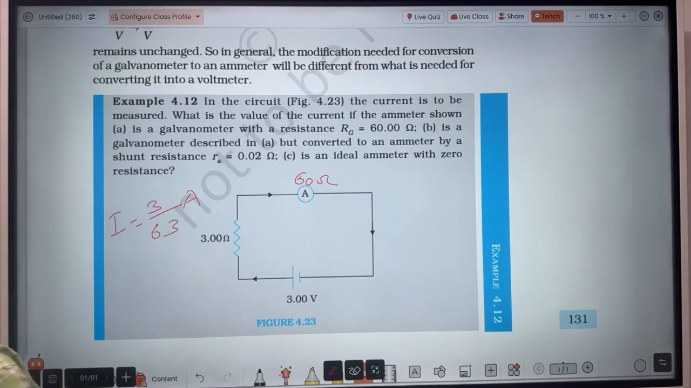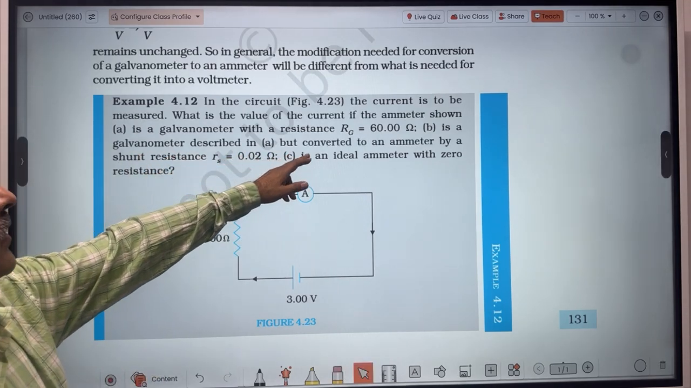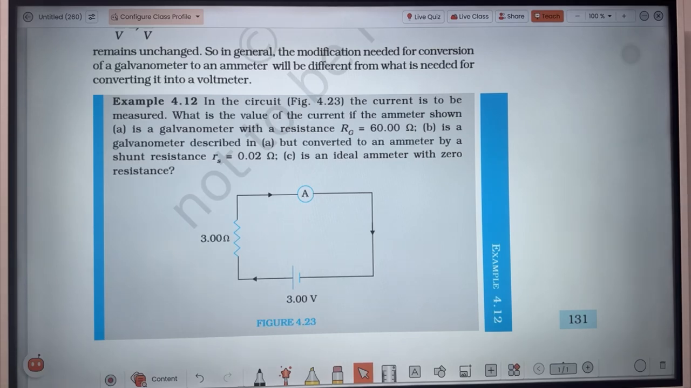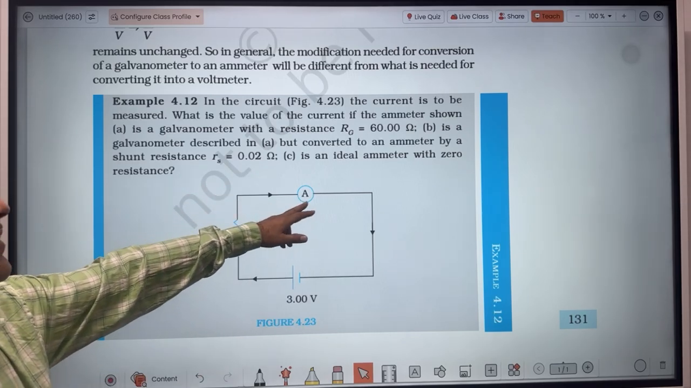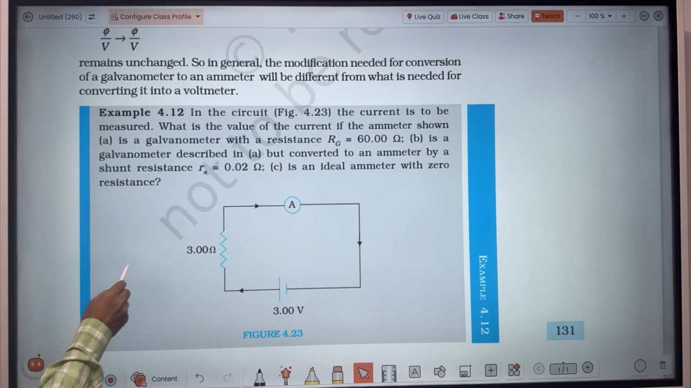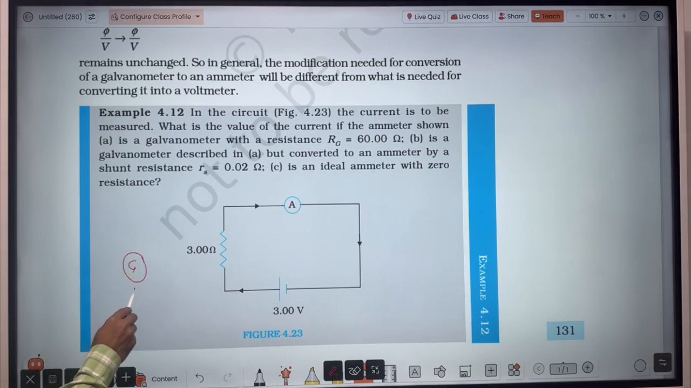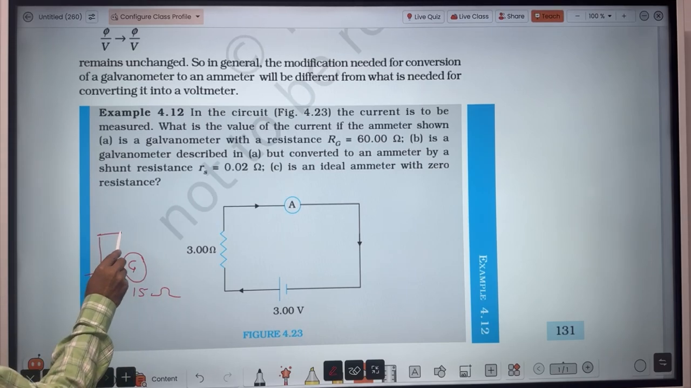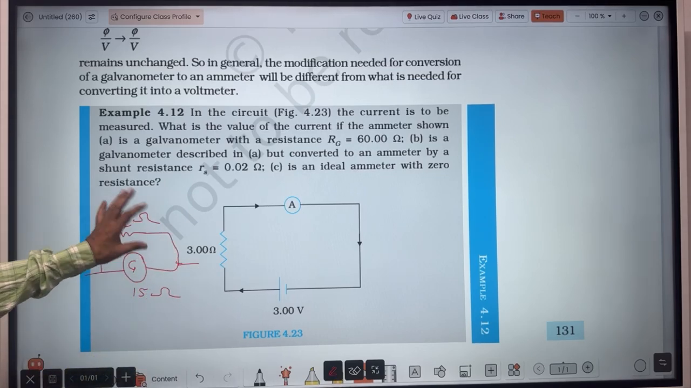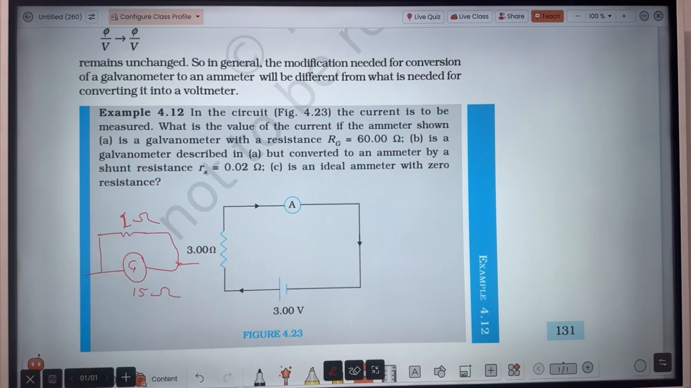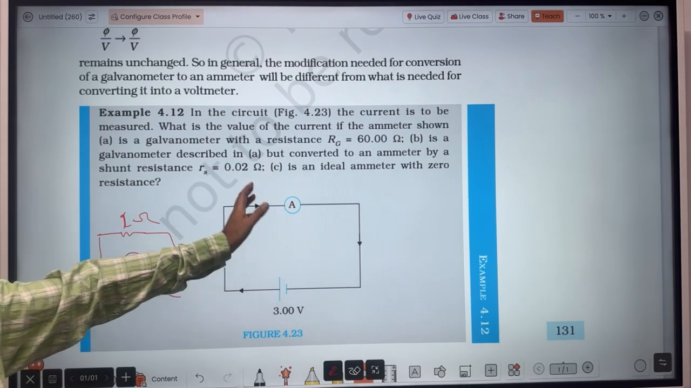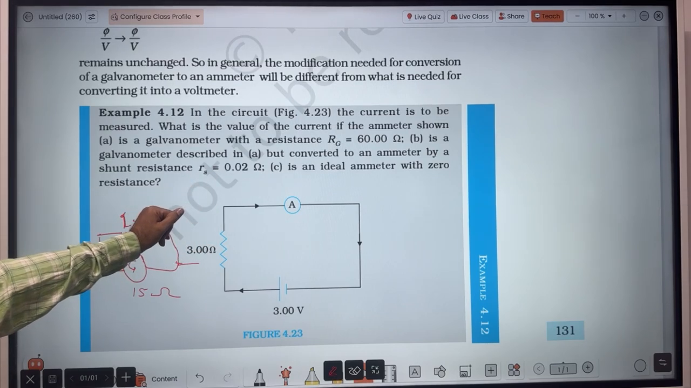Correct? Now, second situation, it is a galvanometer converted to an ammeter by a shunt resistance of 0.02 ohm. Now what will happen? Suppose, as a simple example, this is a galvanometer and its resistance is say 15 ohm, and if a 1 ohm resistor is connected in parallel with it, then the equivalent resistance will be less than 1 ohm. So here shunt resistance is given as 0.02 ohm. It means the total resistance of this will be negligibly small, right?